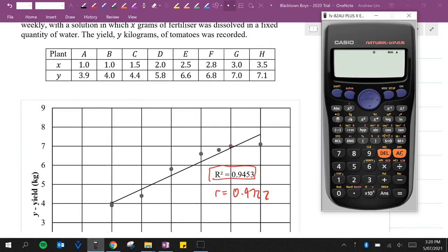Now this is bivariate data, so we need to put it into stat mode. And because it's bivariate, there are 2 variables, so we need to press 2. We need the a and we need the b, and once we get a and b, that's pretty much our equation of the line of best fit. So I hit 2. I'm going to enter all my x values.